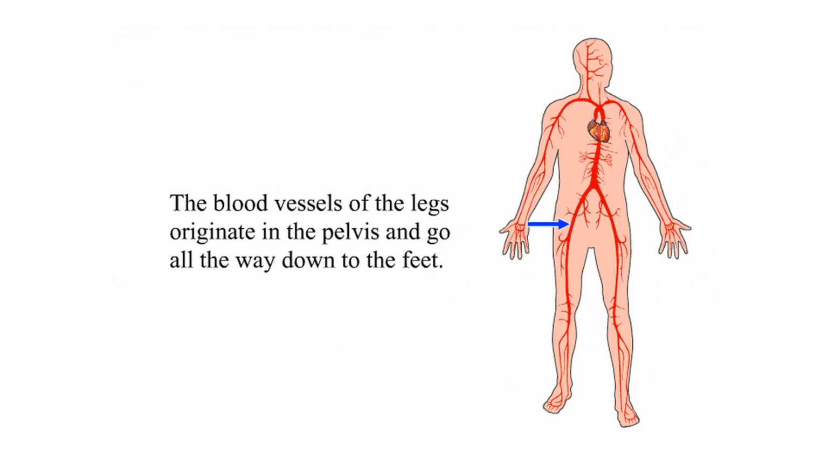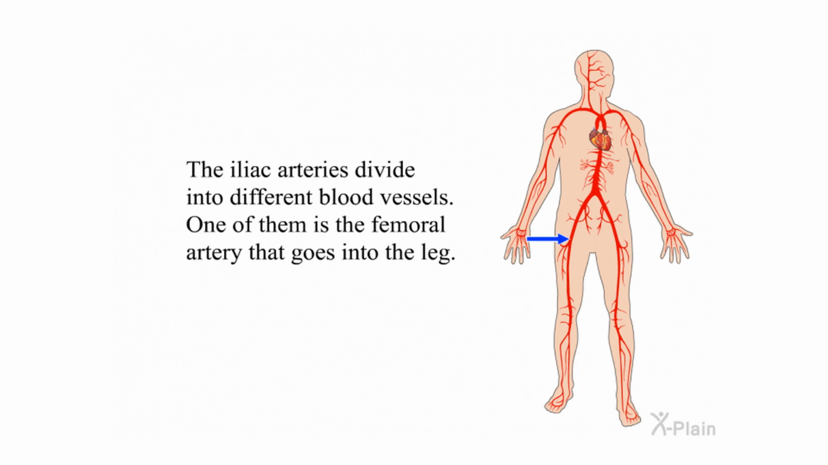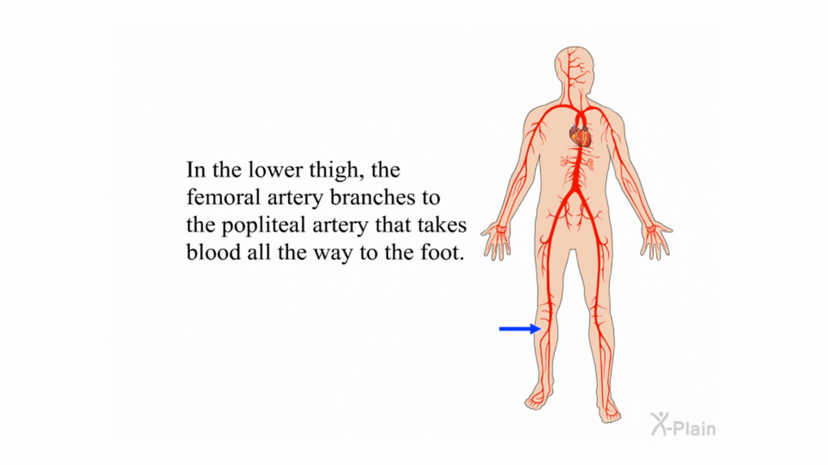Anatomy. The blood vessels of the legs originate in the pelvis and go all the way down to the feet. The iliac arteries branch off from the aorta in the pelvis. The iliac arteries divide into different blood vessels. One of them is the femoral artery that goes into the leg. In the lower thigh, the femoral artery branches to the popliteal artery that takes blood all the way to the foot.